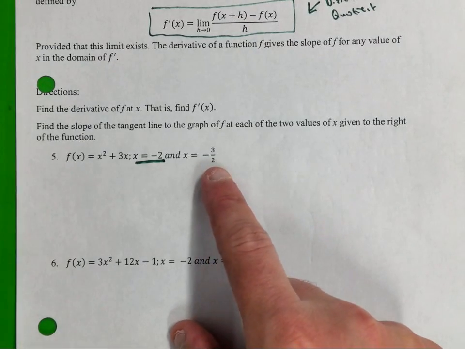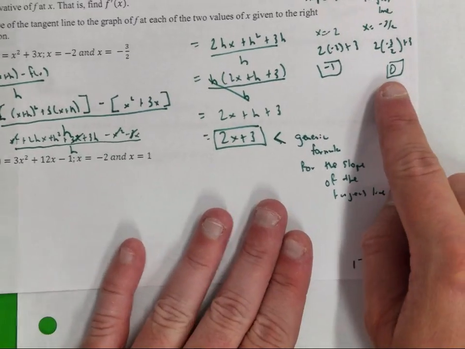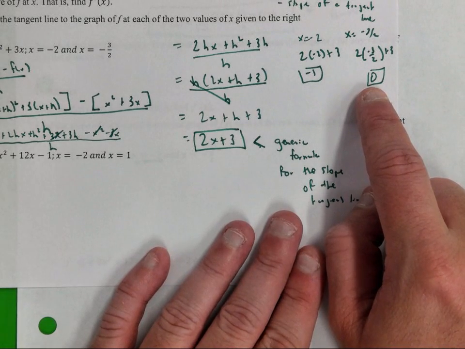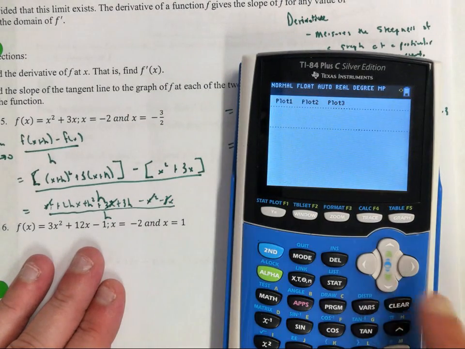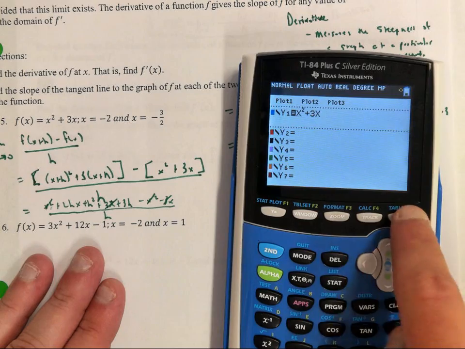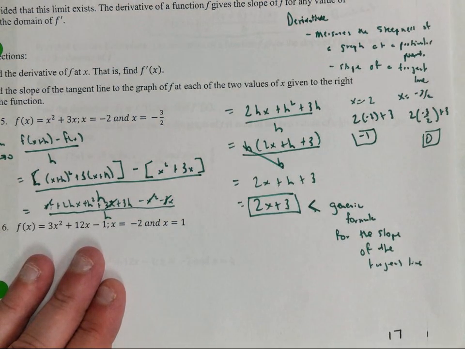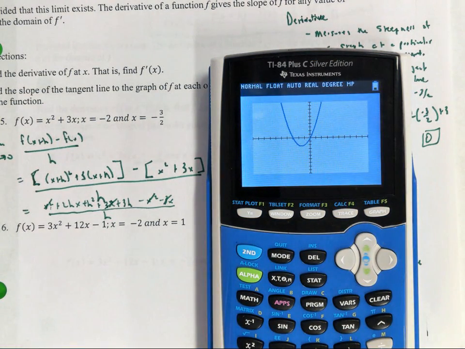We didn't get a chance to do negative 3/2, but you plug it in. When I plug negative 3/2 in, guys, I got 0. So it's either a local min or a max. And if we graph that, do you see that negative 3/2 is where the vertex is? Do you see that as a turning point?